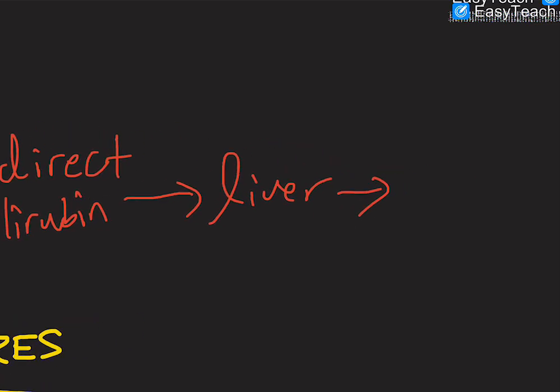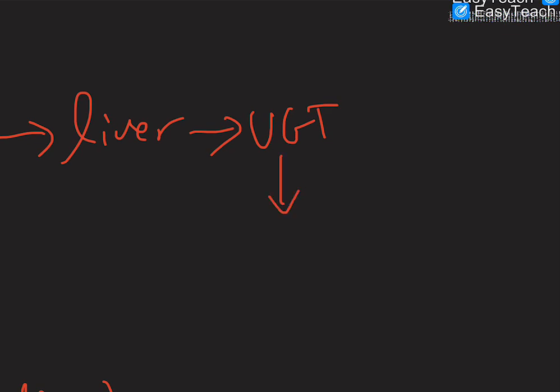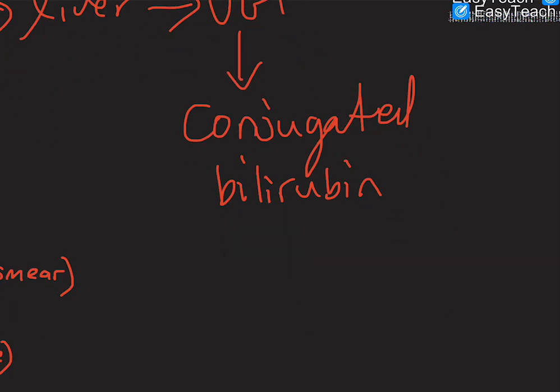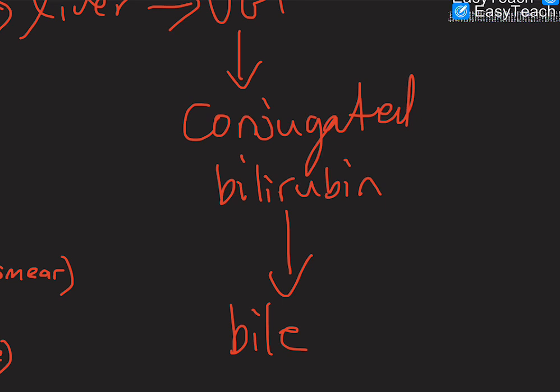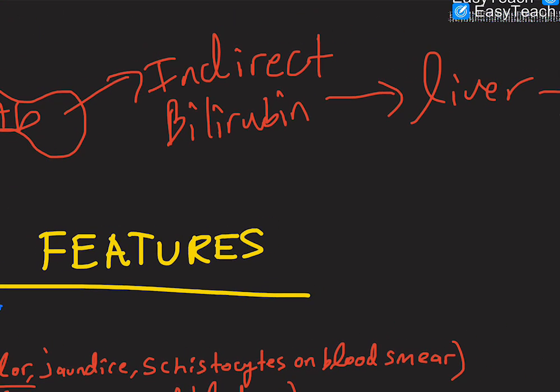But indirect bilirubin goes to your liver, gets conjugated via UGT. And then once it gets conjugated, it gets water soluble. So now it's called conjugated or direct bilirubin. And then direct bilirubin can get put into your bile via certain transporters. So that's the process of bilirubin metabolism.